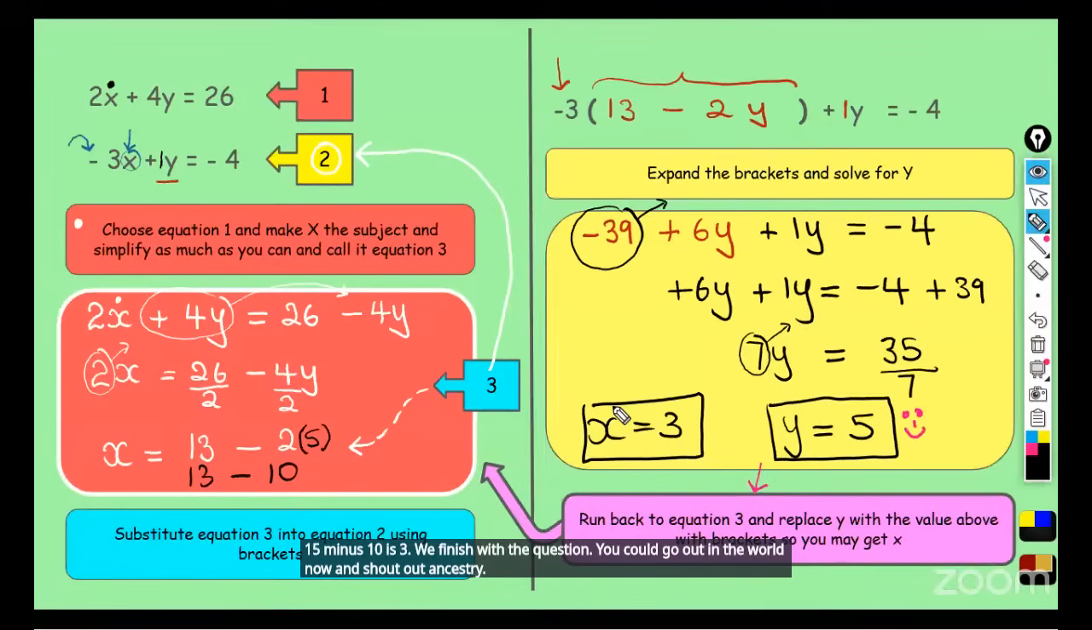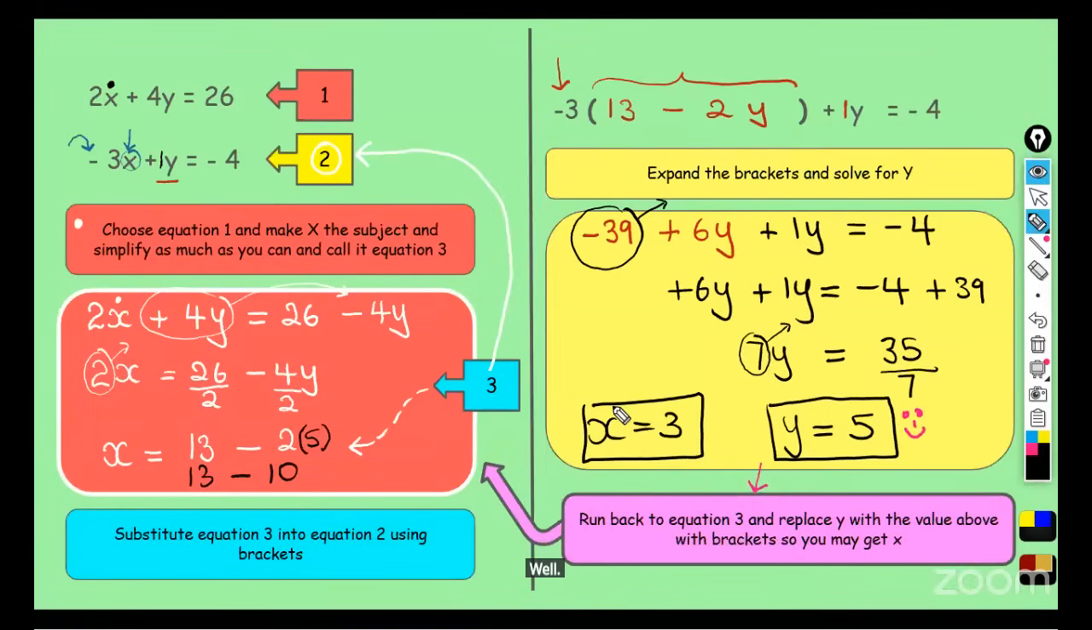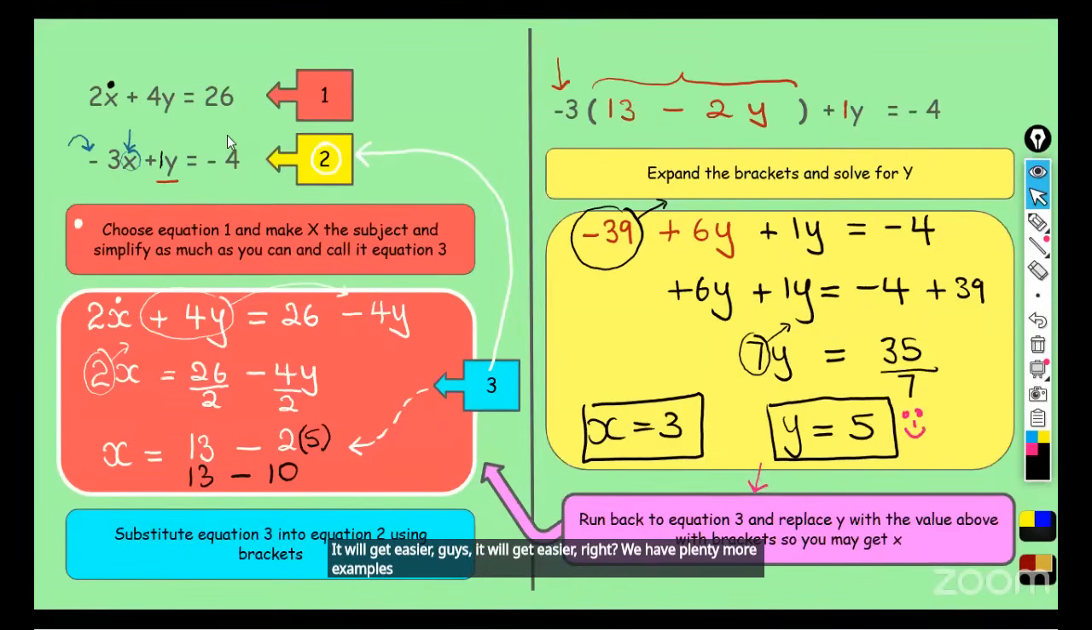And then somebody will tell you, well, they'll probably call St. Anne's for you. Right? It will get easier, guys. It will get easier. Right? We got plenty more examples. When you finish, just raise your hands, right? So when I say finish, I mean finish, take it down, everything.